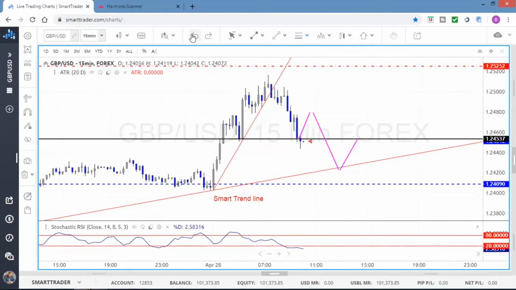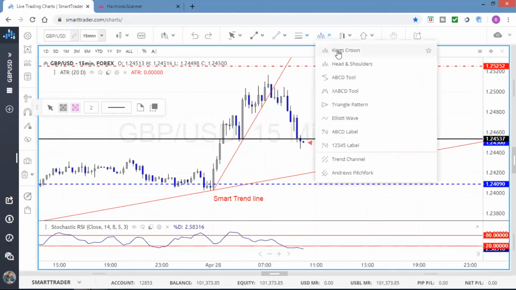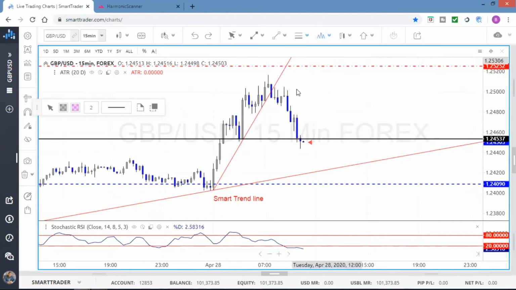But in this scenario, this level here has been broken. So now we're looking for what we call a crown formation, which is like this, where that support level was broken. Here's your left tip, here's your head, here's your center tip of your crown. And when my computer decides to work, we're going to finish our crown.